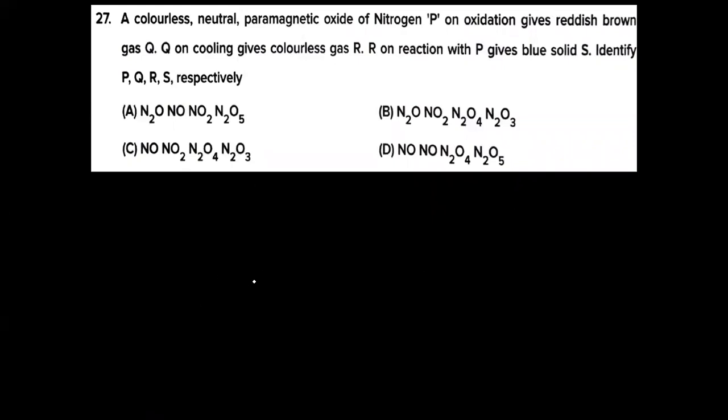27. A colorless neutral paramagnetic oxide of nitrogen P on oxidation gives reddish brown gas Q. Q on cooling gives colorless gas R. R on reaction with P gives blue solid S. Identify PQRS respectively.